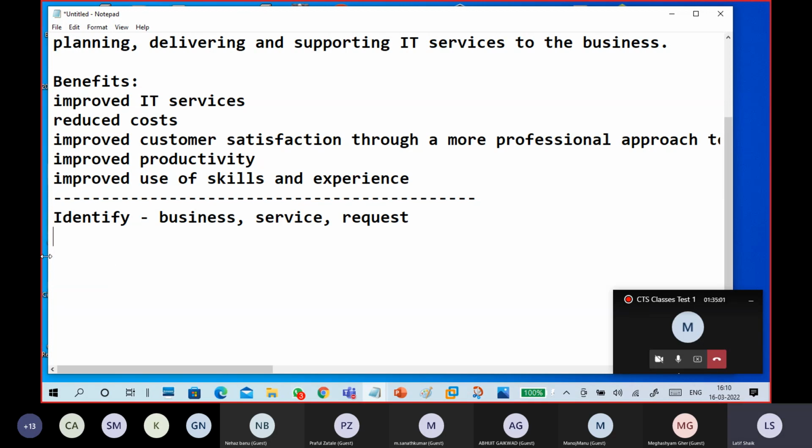So identify the business: what people require, as a food business, food requirement, internet requirement, or maybe a travel requirement like this. Identify the business or a service. What is the user request? What are the people requesting for getting a new business?